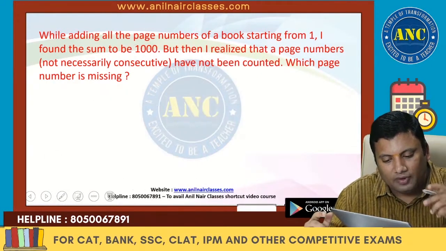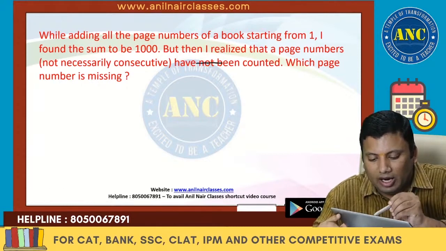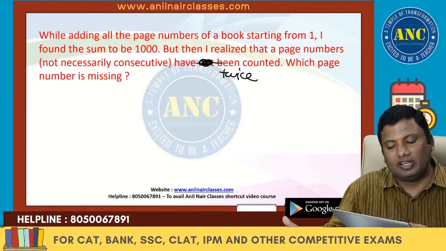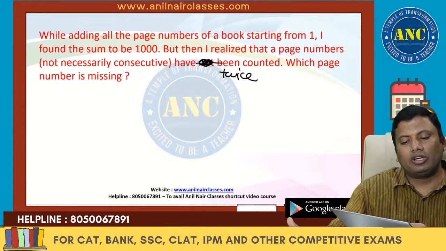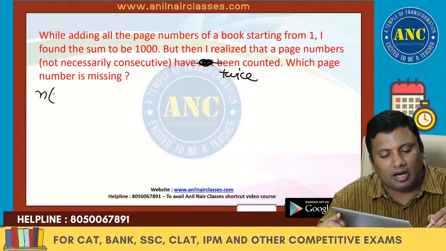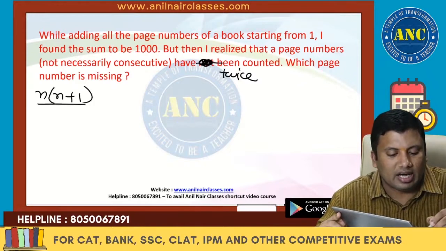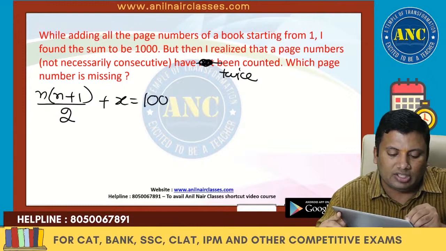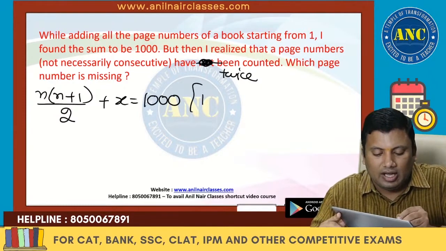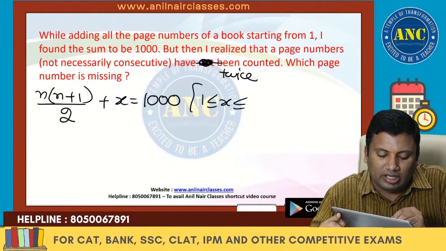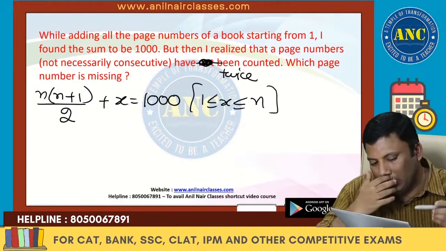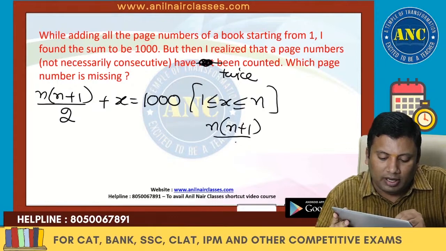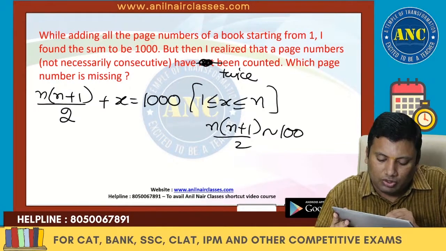Now see here. Suppose one page number has been counted twice. Then the sum is actually n into n plus 1 by 2, plus x, where x is the page number which is counted twice, and it should be from 1 to n. So n into n plus 1 by 2 is nearer to 1000.